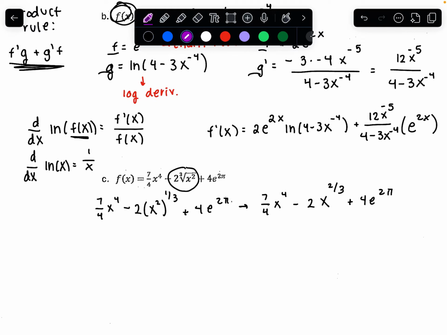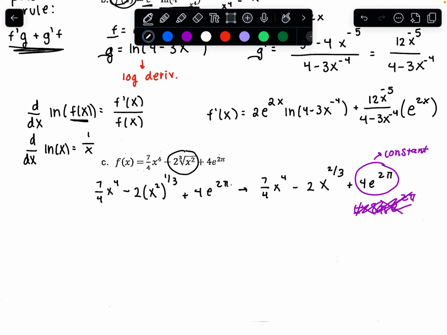Let's take a look at this one. This is a constant, so its derivative is going to be 0, okay? It's not equal to this. Please don't do that. Please don't do that. Okay, so let's just use the power rule on these.